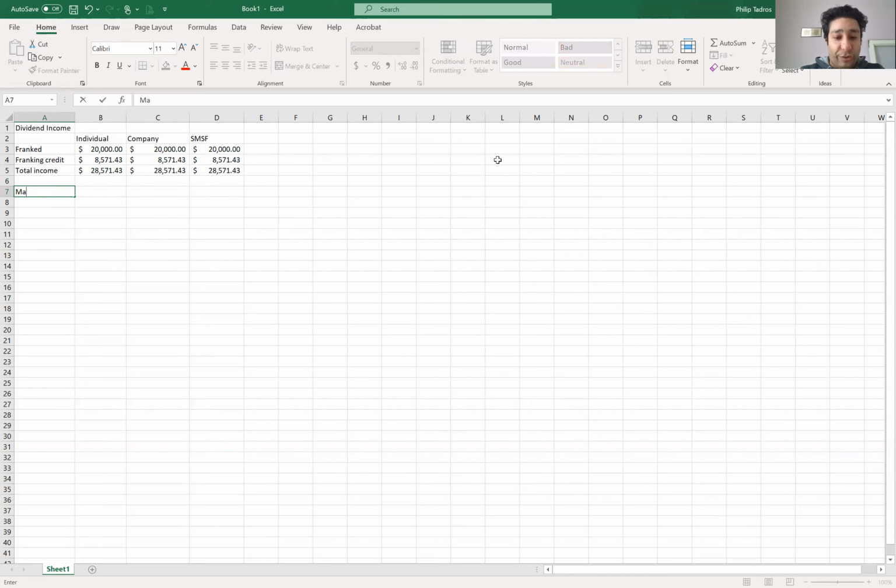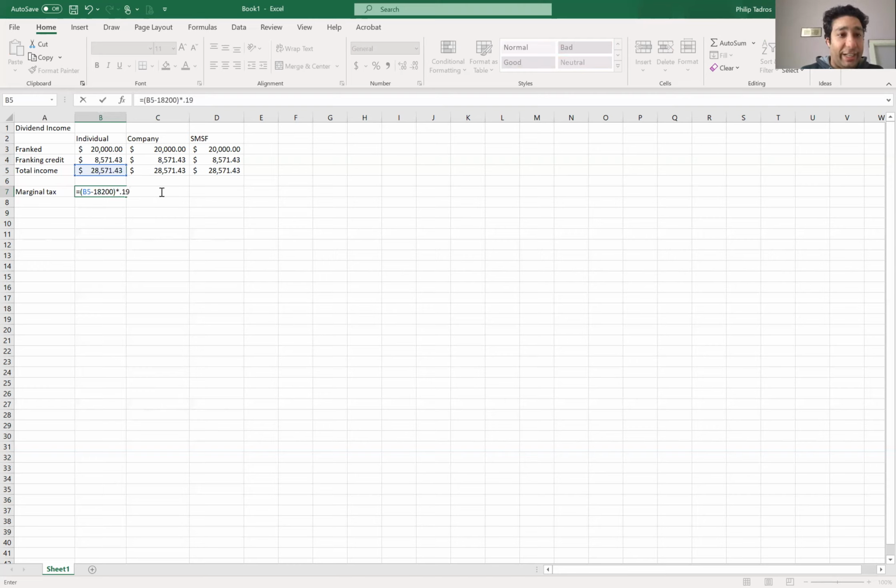Now, with an individual, there's what we call marginal tax, which means $28,000. So equals, let me just get the formula correct. This $28,000 is in excess of the tax-free threshold. So the tax-free threshold for an Australian resident individual is $18,200. So anything between $18,200 and $37,000 falls in the 19% bracket.